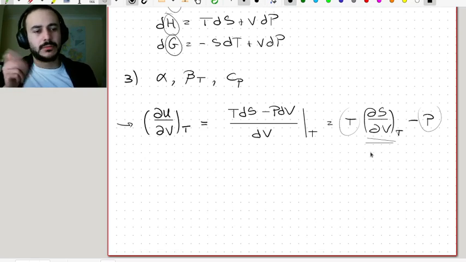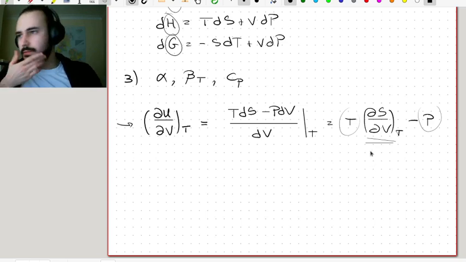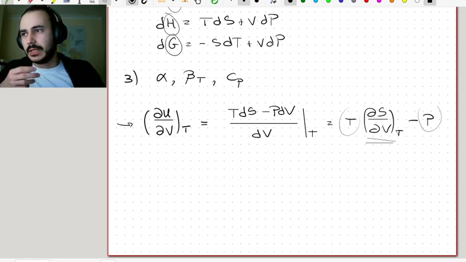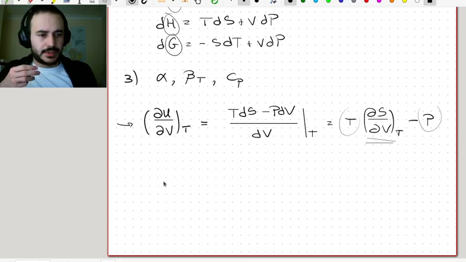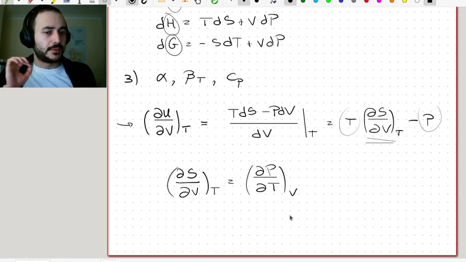Well, we have to resort to the Maxwell relations. Where did we see the partial derivative of S with respect to V at constant T before? That's actually the third Maxwell relation, which says that the partial derivative of S with respect to V at constant T equals the partial derivative of P with respect to T at constant V. So you see we get rid of the entropy using the third Maxwell relation.